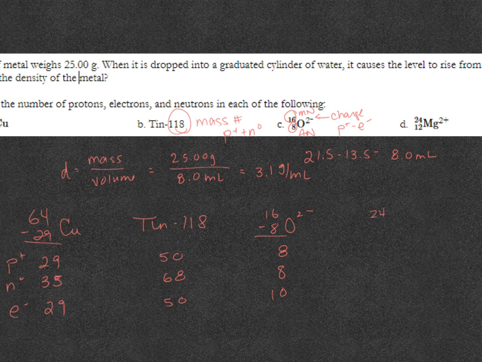Now for magnesium, 12 protons, because the number on the bottom tells you number of protons. 24 minus 12 gives me neutrons. Plus 2 means it's lost 2 electrons, and it means it has 10 electrons.